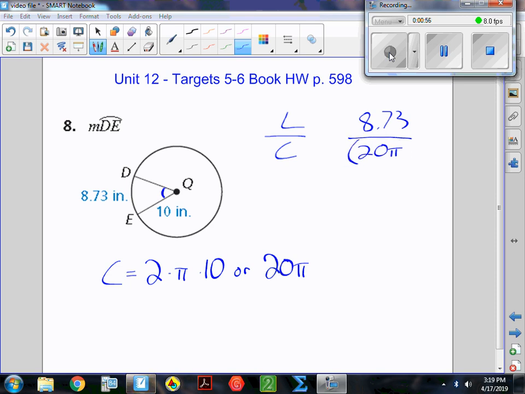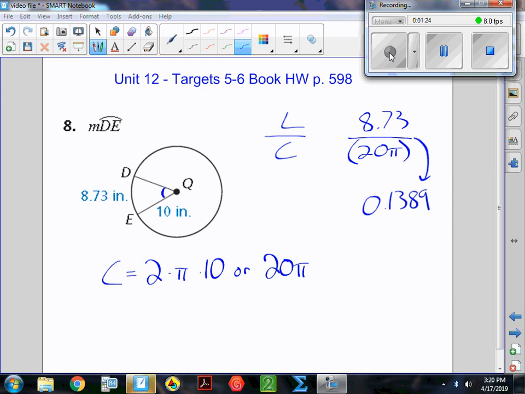If you're going to use your calculator for that 20 pi, you need to use parentheses around it if your calculator doesn't have a fraction button. So 8.73 divided by 20 pi is 0.1389. And then it keeps going after that. So that's the percent of the circle that is covered in this angle or this sector.